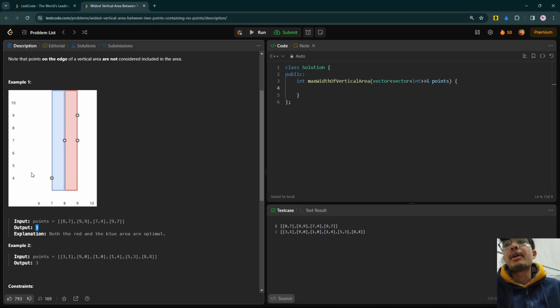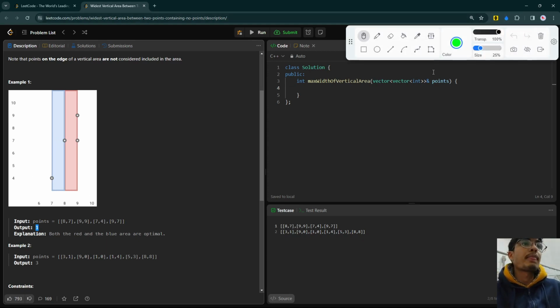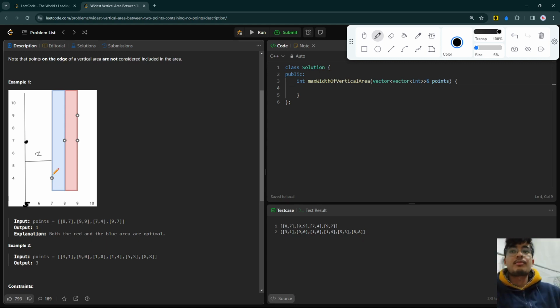If we also had a point at 5, let's consider that we also have a 5, and we had a point somewhere here. So the answer will be this. The answer will be 2, because there are no points between these two points and the horizontal distance between them is 2.